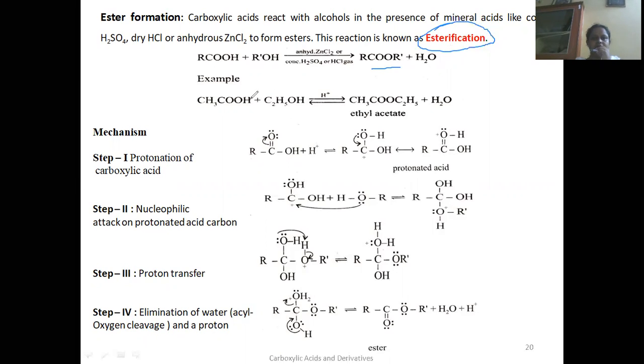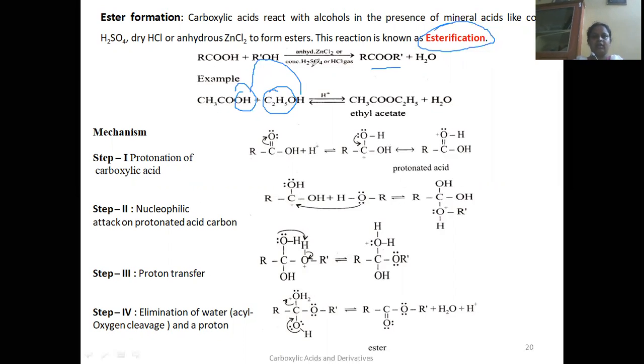Let us see one example here. For example, acetic acid, when it reacts with ethyl alcohol, you see this OH group is replaced with this alkoxide, this OC2H5 group, and there is elimination of a water molecule. H and OH are eliminated as water. So let us see the mechanism now.